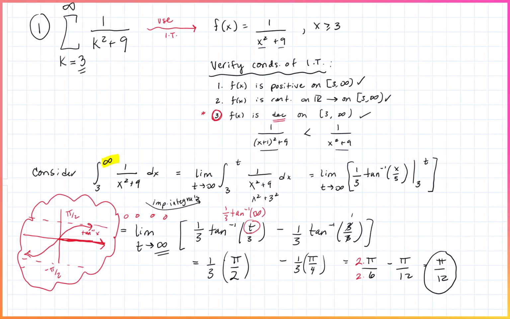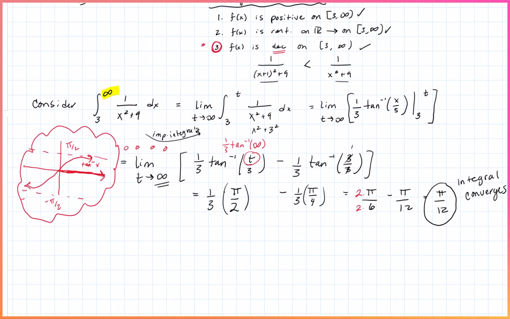Let's get it all on the screen. What that tells me right there, that pi over 12, is that the integral that we're looking at converges. Remember, when we get an improper integral and we take the limit, if we get a finite value, it means the integral is converging. So we have a converging integral, which by the integral test means that the series itself. So we're not done yet.